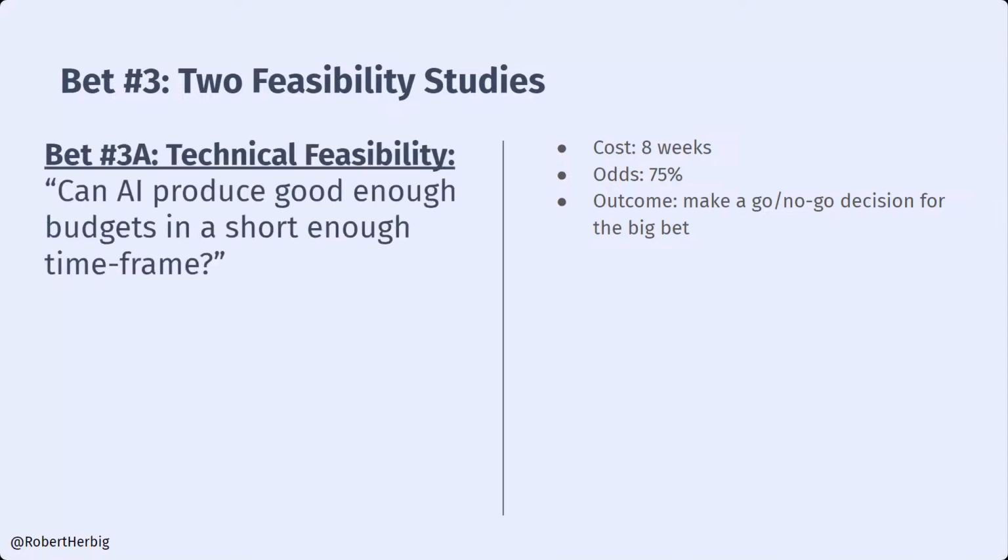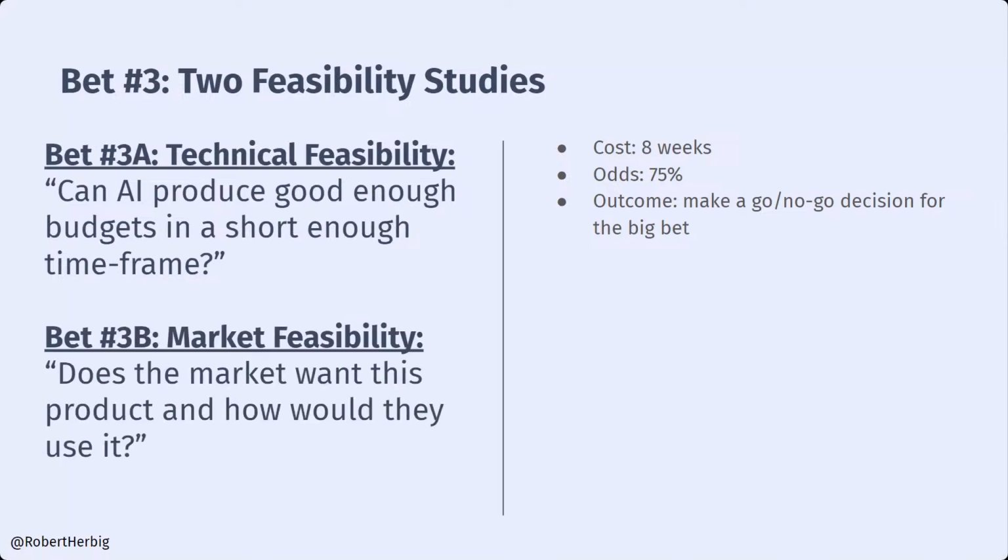So bet 3A, technical feasibility. Remember my title is AI practice lead. Here's where the AI comes in. Can AI produce good enough budgets in a short enough time frame? We wanted this to operate on the order of seconds or minutes, less than the time it takes to go get a cup of coffee. We wanted to operate so they take a couple sips and we have a plan for them. That's very tight timing constraints, especially given the very large size of these plans. And I can go into a lot more detail about the complexity and size, but we'll keep it at the fact that that was a technical question we needed to evaluate.